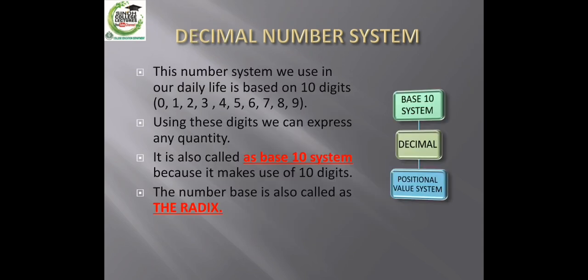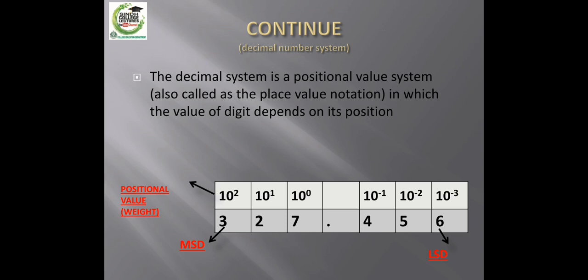Decimal number system. This number system, which we use in our daily life, is based on 10 digits, 0 to 9. Using these digits, we can express any quantity. It is also called the base 10 system because it makes use of 10 digits. The number base is also called the radix. The decimal system is a positional value system, also called place value notation, in which the value of a digit depends on its position.